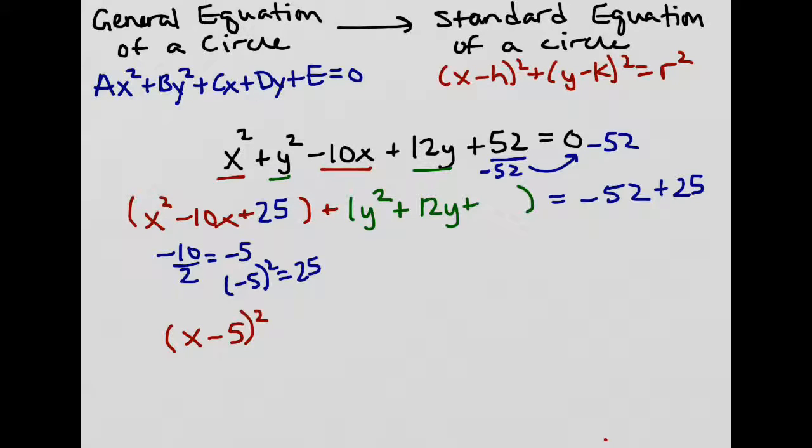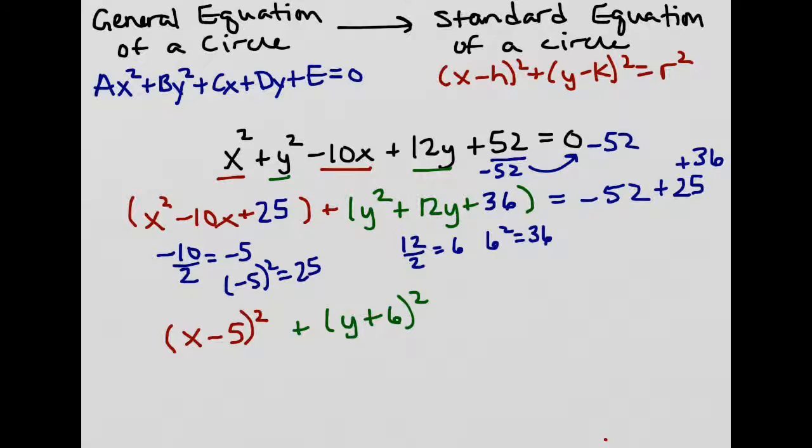I'm going to do the same thing to my y terms. I'm going to take my b term 12 and divide it by 2, and I get 6. 6 squared equals 36. So in order to make this a perfect square when I factor it, I'm going to add 36 to the left side, and I can't just add 36 to one side without adding 36 to the other. Now when I factor the y expression over here, I'm going to get (y plus 6) squared.